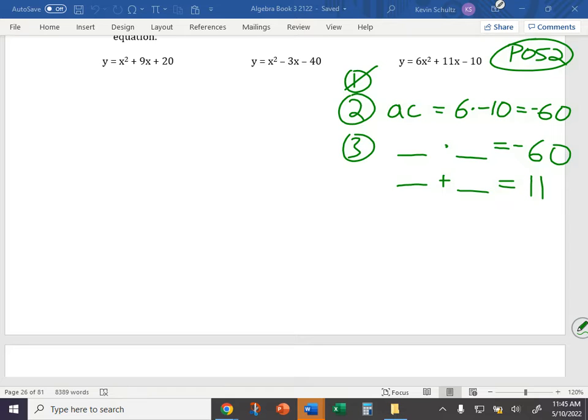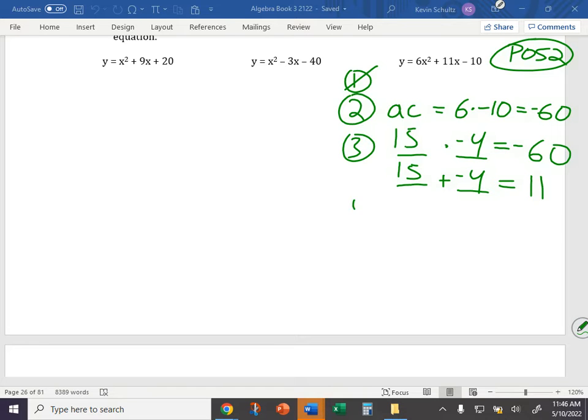What combination of numbers makes this happen? We know one's got to be negative because we got that negative product there. Lauren? Good. 15 and negative 4. 15 times negative 4 is negative 60. 15 plus negative 4 is positive 11. Okay?